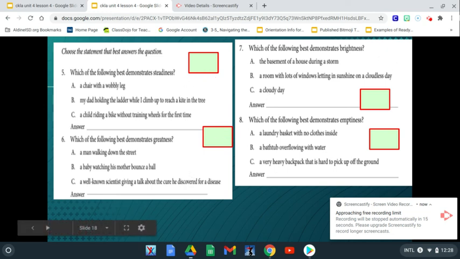So we're gonna stop here and then we're gonna review and complete this lesson together.